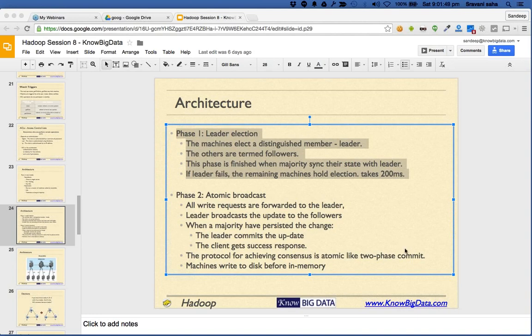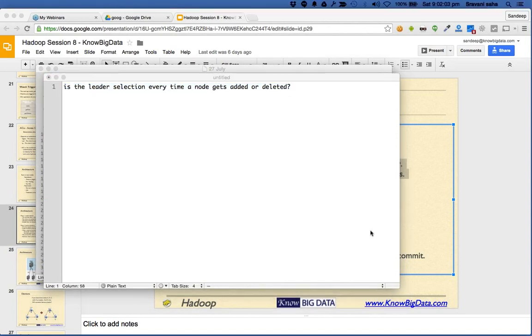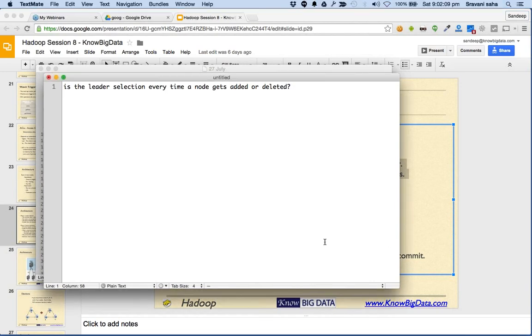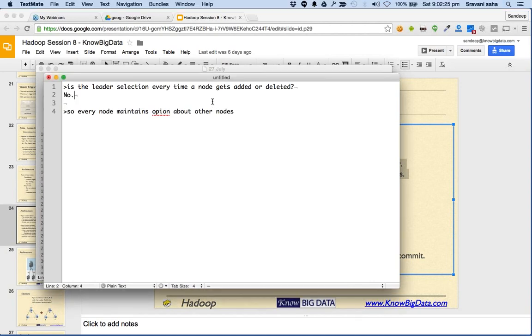So Damodaran asks, does the leader selection happen every time a node gets deleted or added? Okay, brilliant question. Can anybody answer it? I'm trying to see what your guess is. Anyone? There is another question from Arvind, I'll just note it here. All right. So no. Urs says no. I agree with that.